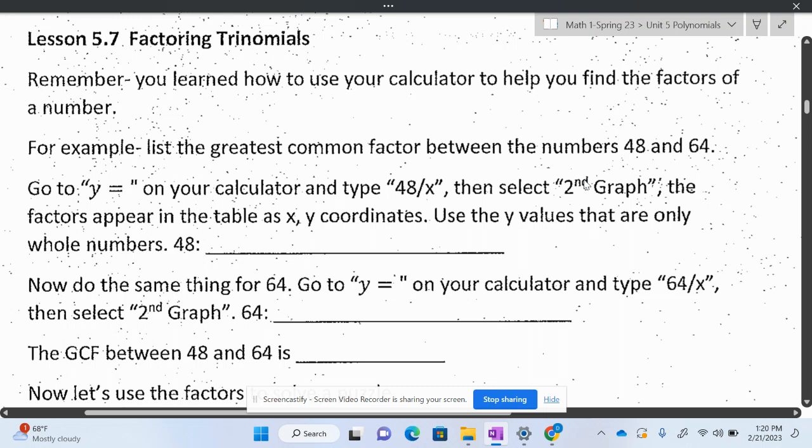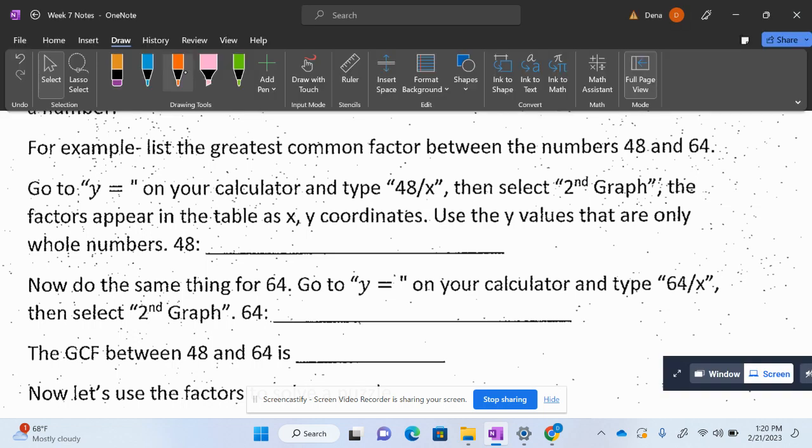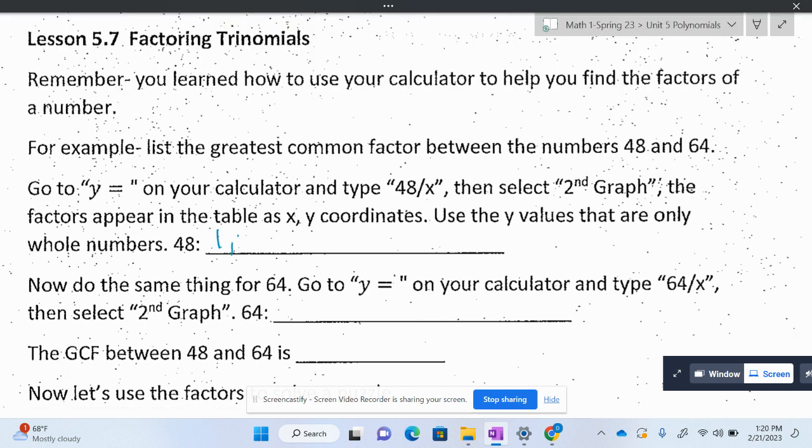On Friday, we did y equals and we put this in. So tell me, what are all the factors of 48? Ready, go. Other side. 48 people. What were the factors of 48? 1 and 48. Keep going.